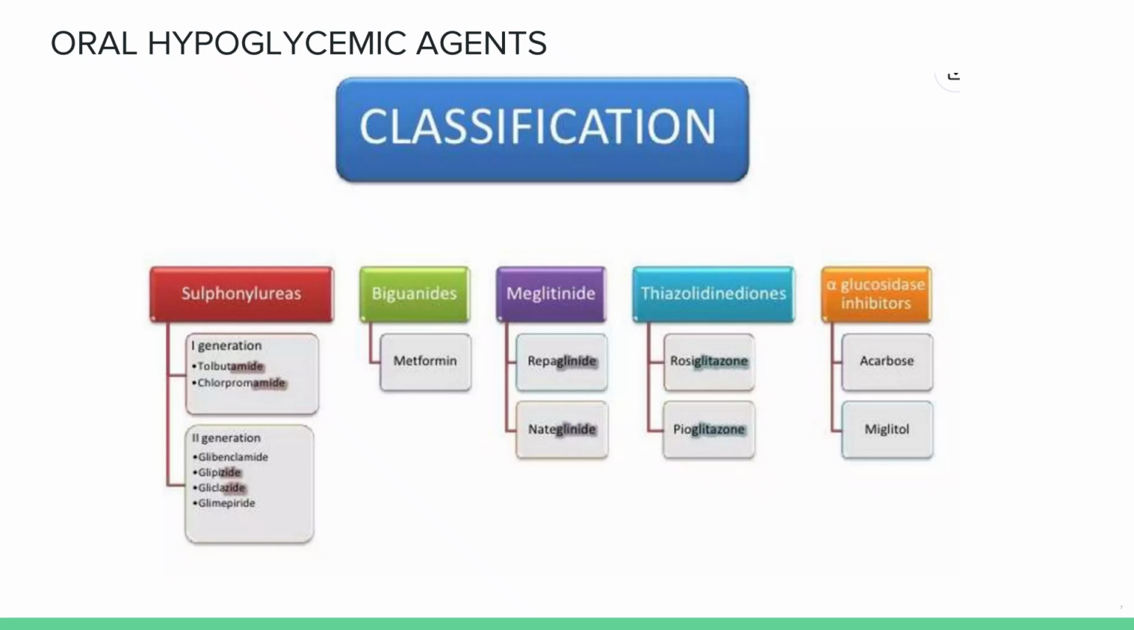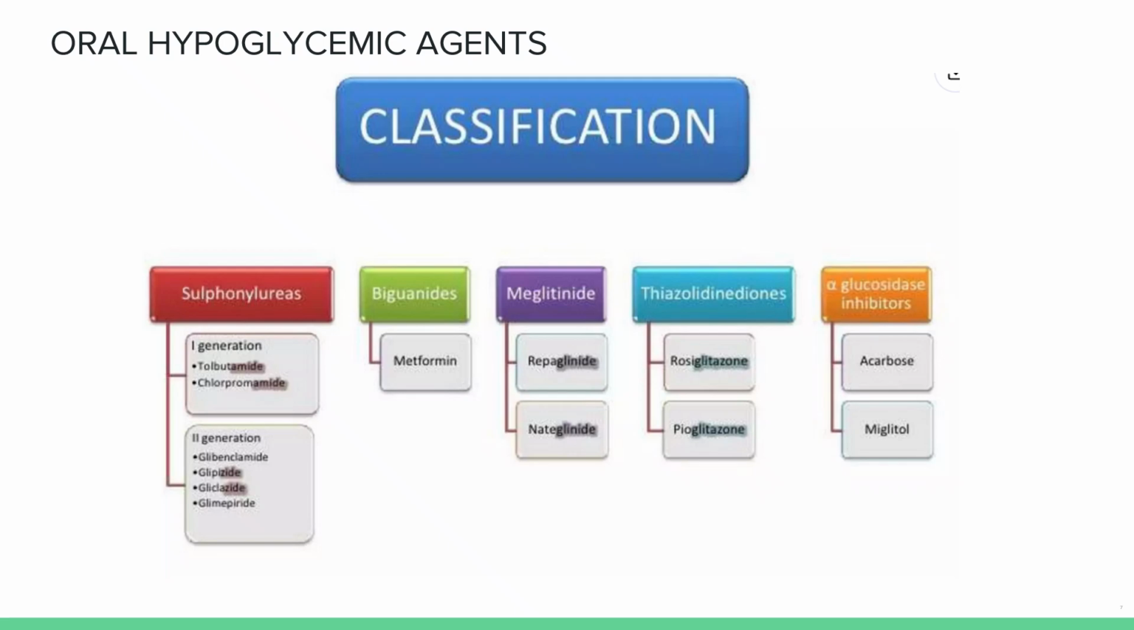And in the case of sulfonylurea, this is the first and foremost classification that comes under oral hypoglycemic agents. In that, the first one is first generation sulfonylurea, example tolbutamide and chlorpropamide. And in the case of second generation, glibenclamide, glipizide, gliclazide, glimepiride, etc. can be used as second generation sulfonylureas.